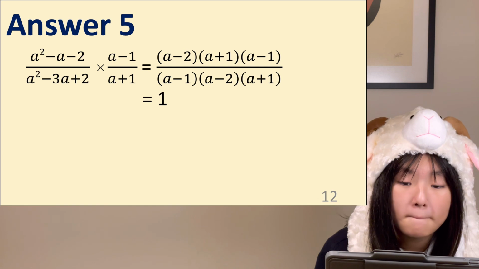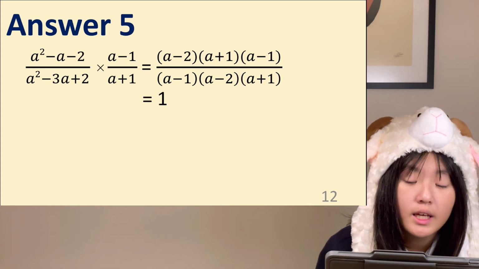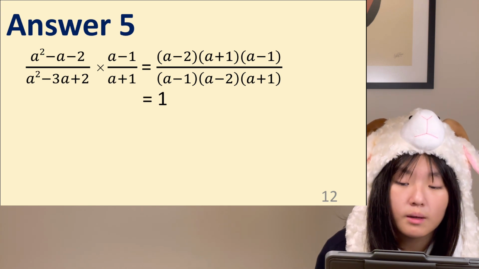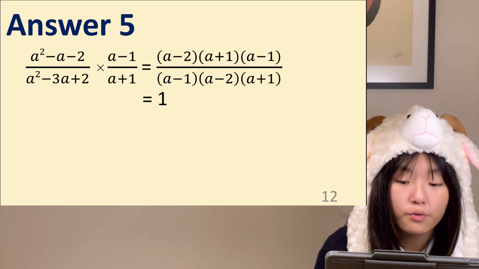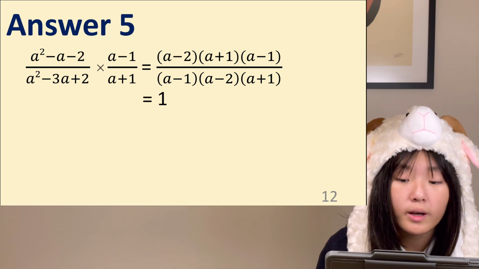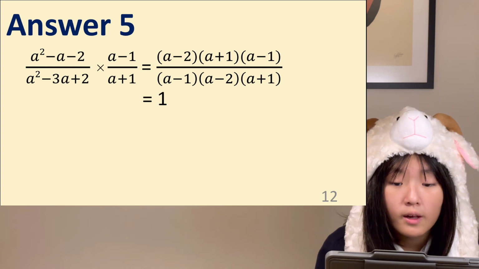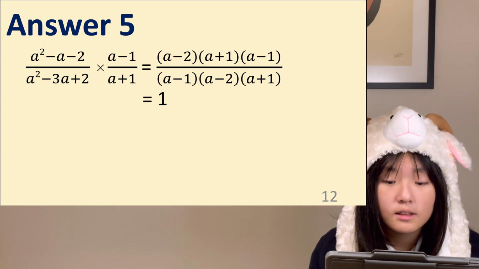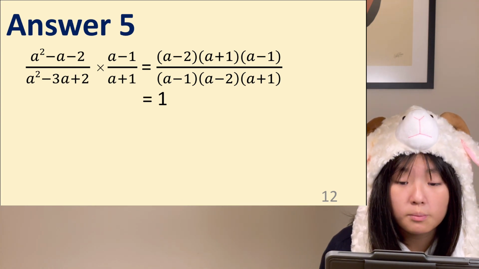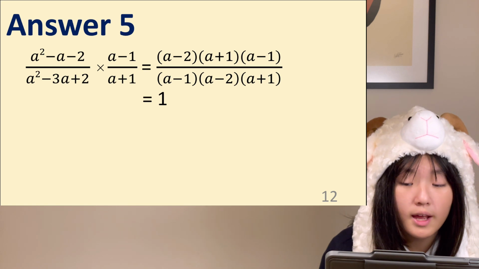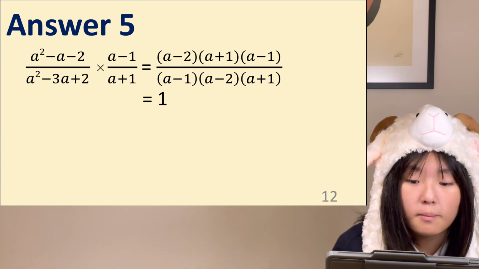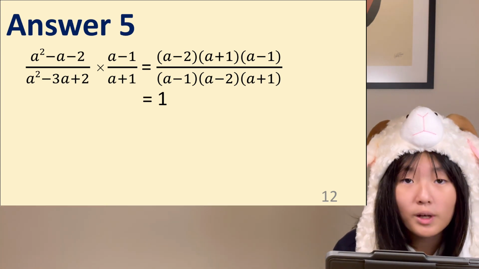The answer is, when you multiply the numerators, it becomes a minus 2 in brackets times a plus 1 in brackets times brackets a minus 1 over brackets a minus 1 times brackets a minus 2 brackets a plus 1. And if you notice, you can cross out a minus 2 since it is in both the numerator and denominator. A minus 1 can also be crossed out because it is in both the numerator and denominator, and the same goes for a plus 1. So your answer is just 1.